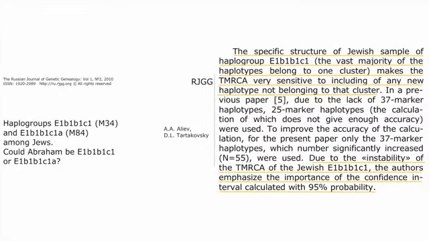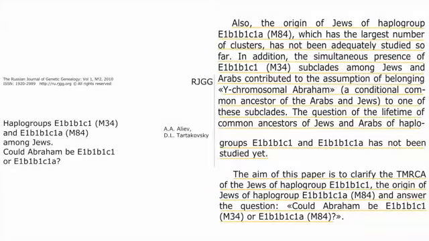The specific structure of the Jewish sample of haplogroup E1b1b1c1, where the vast majority of the haplotypes belong to one cluster, makes the TMRCA very sensitive to the inclusion of any new haplotype not belonging to that cluster. Due to the instability of the TMRCA of the Jewish E1b1c1, the authors emphasize the importance of the confidence interval calculated at 95% probability. Also, the origin of Jews of haplogroup M84, which has the largest number of clusters, has not been adequately studied so far.